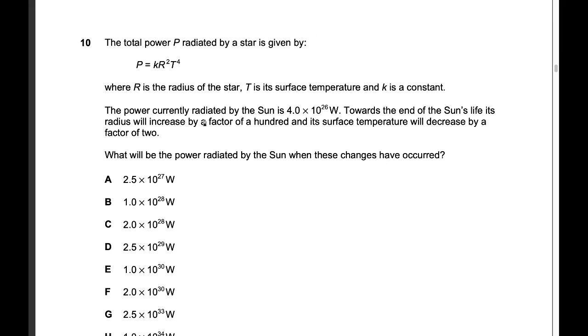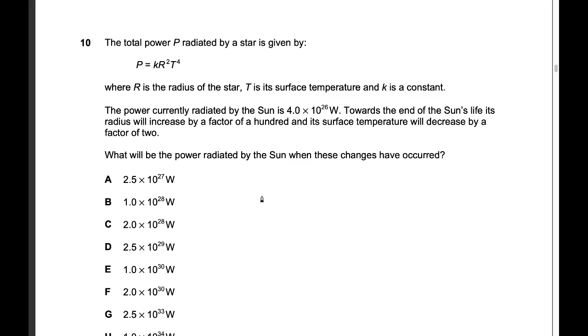Okay, the total power radiated by a star is given by this equation, where r is the radius of the star, T is its surface temperature, and K is a constant. The power currently radiated by the sun is 4 times 10 to the 26 watts. Towards the end of the sun's life, its radius will increase by a factor of 100 and its surface temperature will decrease by a factor of 2. What will be the power radiated by the sun when these changes have occurred?